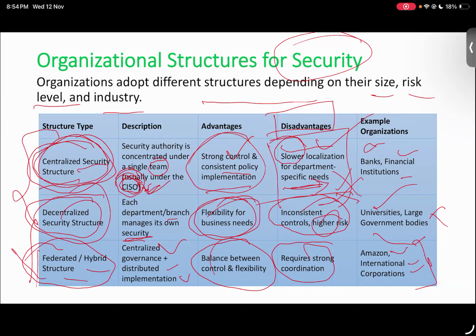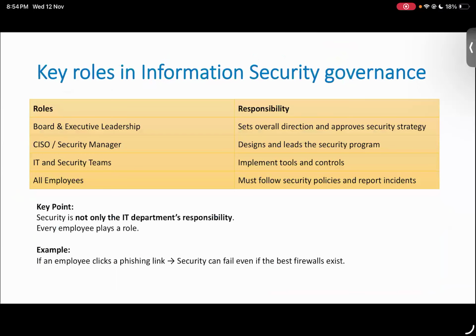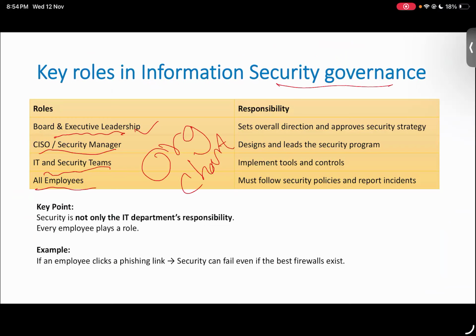Any concern on this? No, clear. Okay. So key roles in information security governance: you have board of executive leadership, you have CISO security manager, you have IT and security team, and you have all employees. So this is your org chart. The responsibility will be to set overall direction and approve security strategy, design and lead the security program, implement tools and controls, and follow security policies and procedures and report incidents. So this is their responsibility.